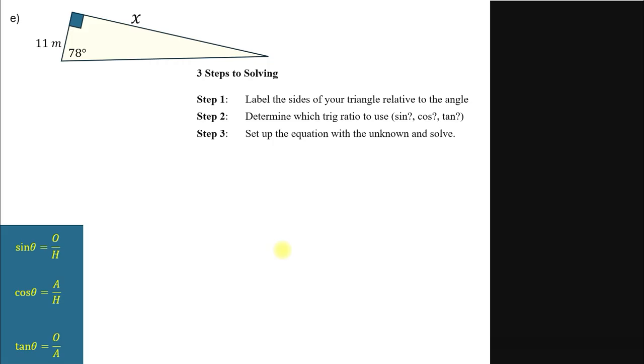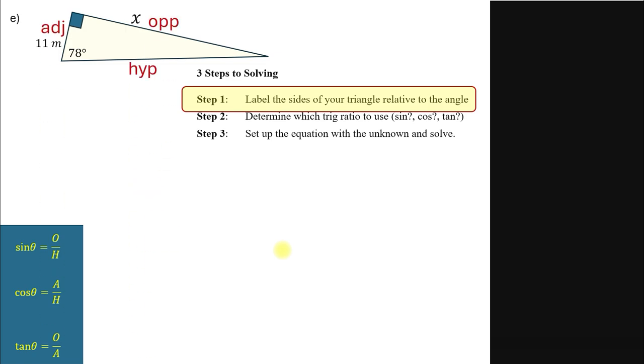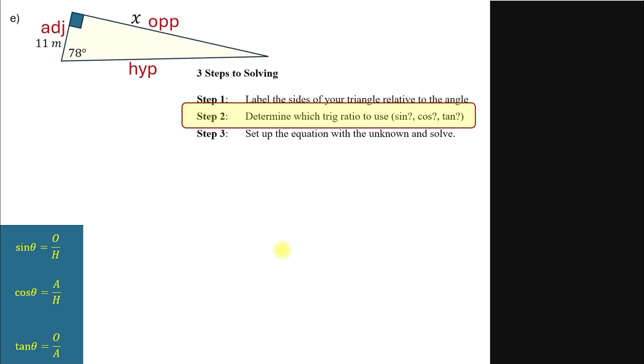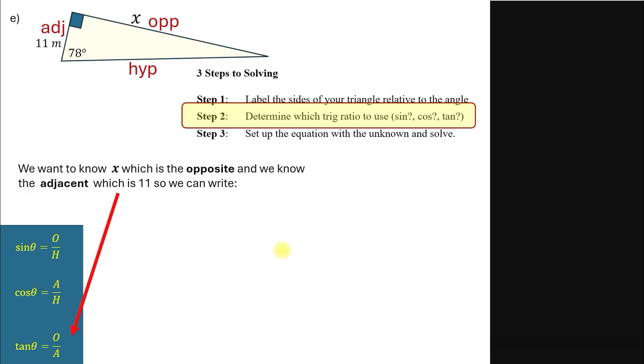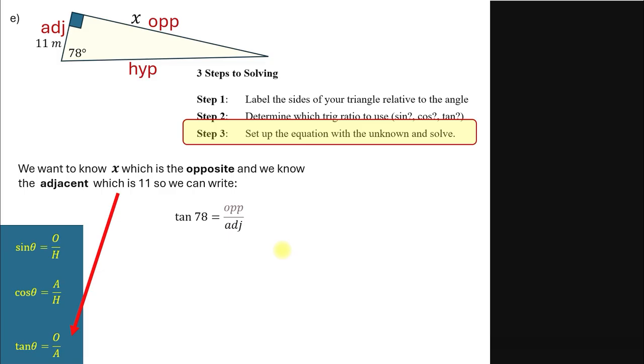Question E. We're given a reference angle of 78 degrees. So relative to the reference angle, here are our labels. Step 2, we're given our adjacent and we're being asked for the opposite. So the trig ratio that deals with opposites and adjacents is the tangent ratio. So we'll write the tan of 78 equals opposite over adjacent. The tan of 78 equals x over 11.